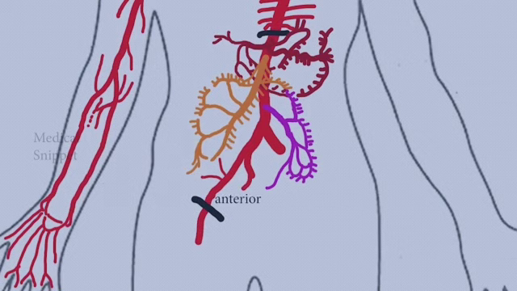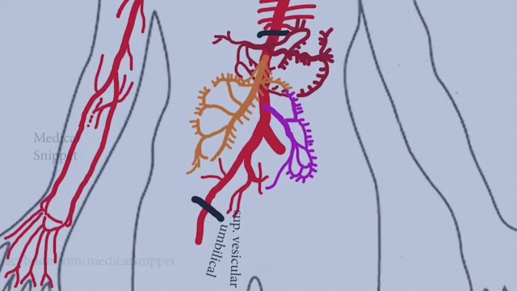Internal iliac artery divides into anterior and posterior division. Posterior division gives rise to iliolumbar artery, lateral sacral artery, and superior gluteal artery. Anterior division gives rise to umbilical artery, and superior vesicular artery arises from it. In some people, superior vesicular artery arises as a separate branch.